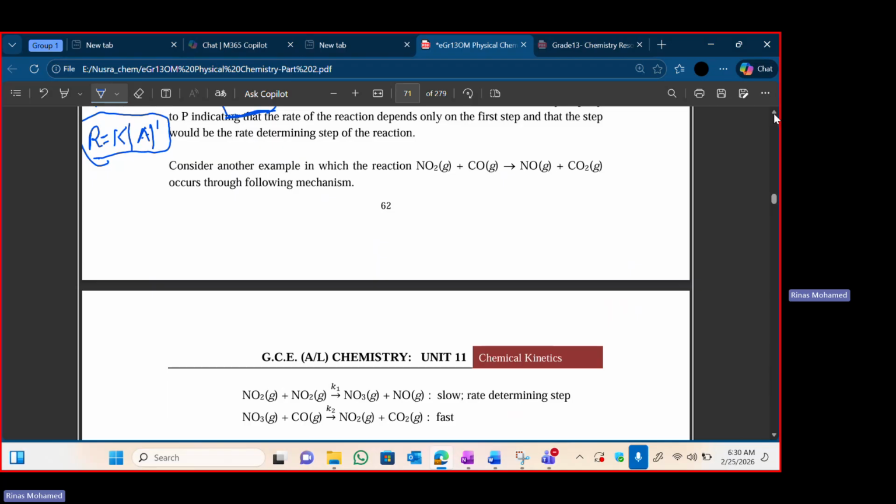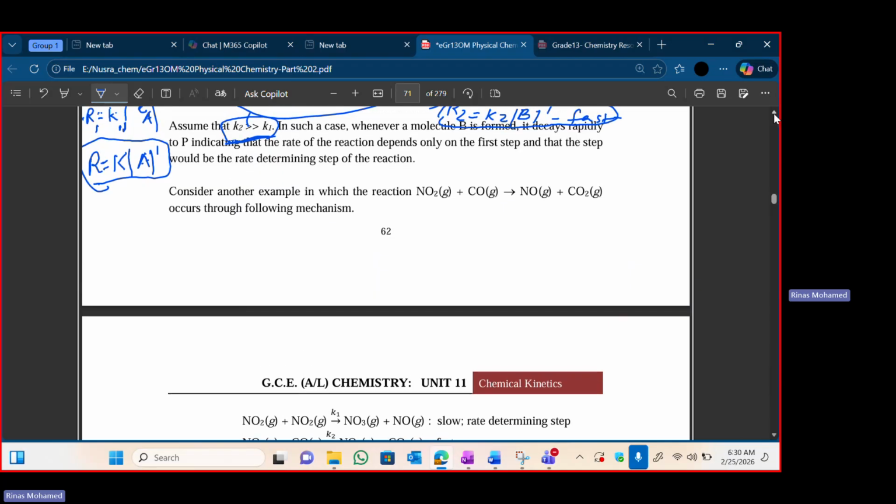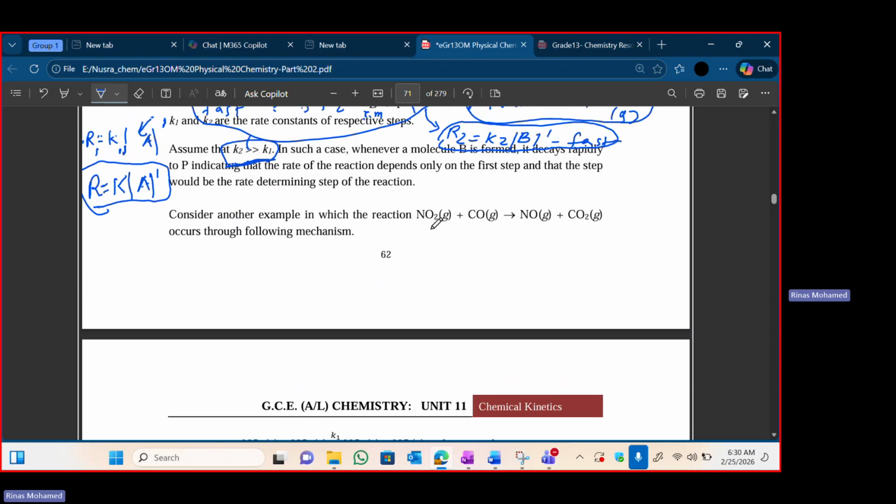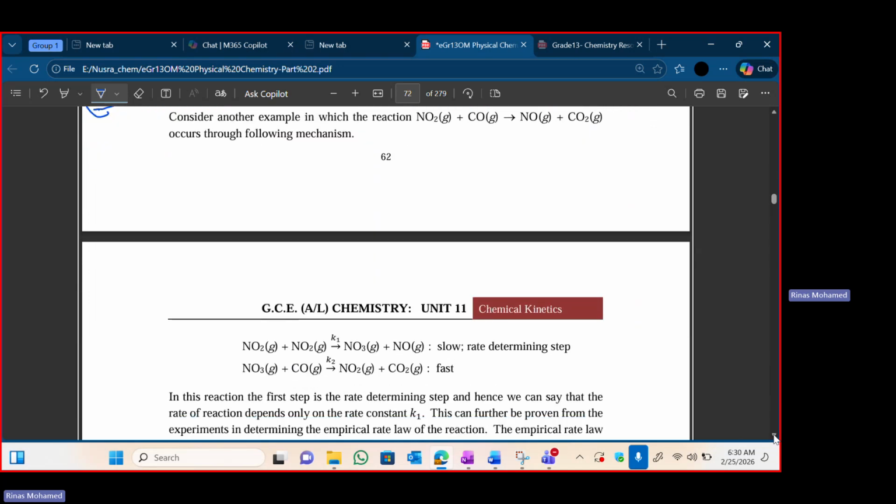For that, we can go through another example: NO2 gas reacting with carbon monoxide. NO2 reacts with carbon monoxide to give nitrogen oxide plus carbon dioxide. This is the net reaction, right? Although this is a single reaction, it happens in two steps. It has a reaction mechanism.